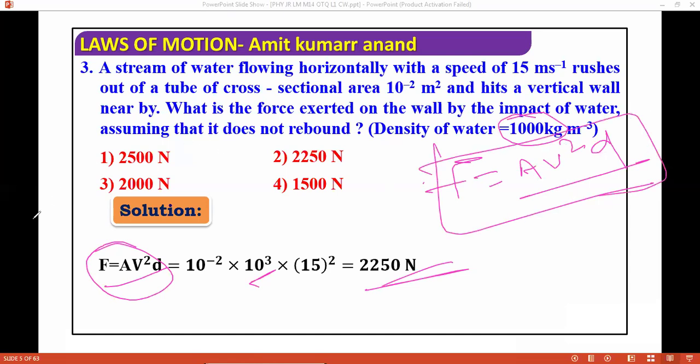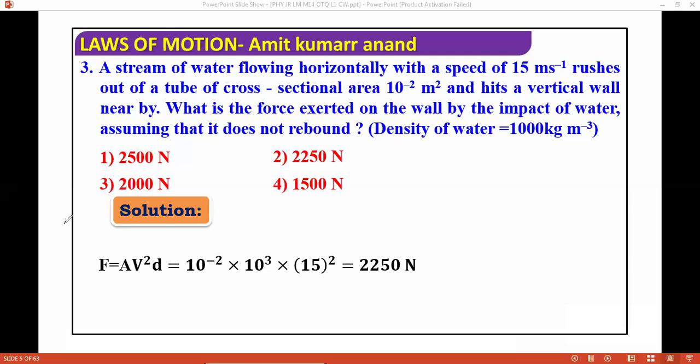Apply this formula. Otherwise, you can do it without the formula also, but I will suggest going with the formula because you will get the answer faster. Yeah, next question.